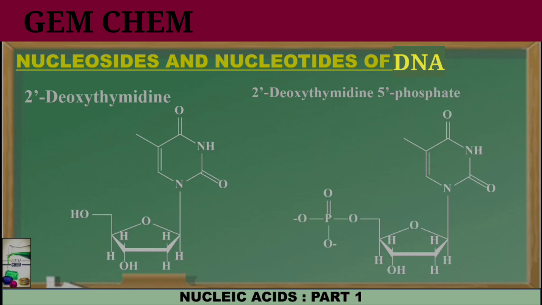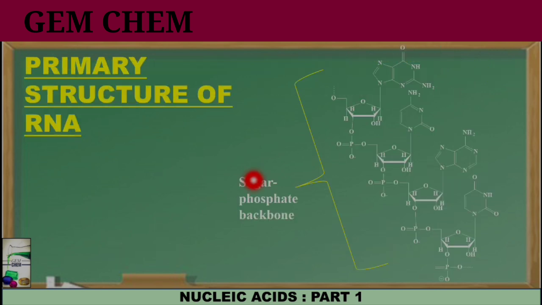Now what is the primary structure for RNA? That we should know. We will deal with the primary structure of RNA as well as the primary structure of DNA. In the case of RNA, we can see that first we have guanosine connected, next we have cytosine, next adenine, and last uracil.